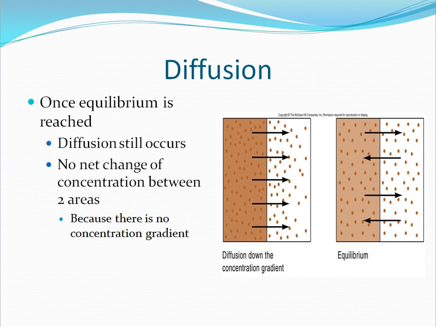Once equilibrium has been reached, diffusion does not stop. Diffusion will still occur, but there will no longer be a net change in concentration between the two areas. So you see here, the arrows are moving equally in both directions. There is no longer a concentration gradient, but diffusion will continue to occur equally in both directions across that membrane.